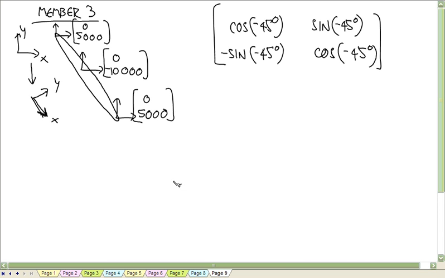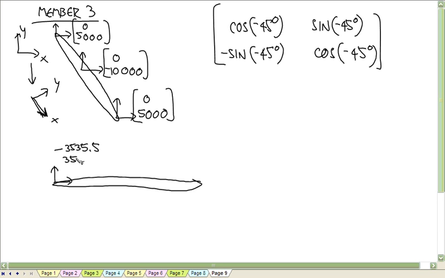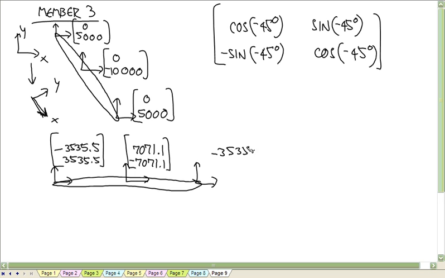And if you multiply those out, you get a member with a force on this end of negative 3535.5, positive 3535.5. Then in the middle, you get 7071.1, negative 7071.1. And then at the end, negative 3535.5, positive 3535.5.